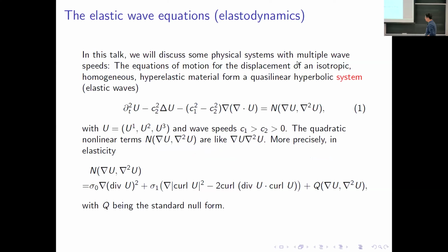U is a vector, with U1, U2, U3 being scalar unknowns. There are constants C1 and C2, which are larger than 0. If you take the divergence part and the curl part of the system, you will see two wave equations, one with wave speed C1 and one with wave speed C2. The right-hand side is the nonlinear term. There are many terms, and they are all of the form gradient U times second derivative of U. More precisely, there is a very precise structure, shown over here, where Q is the standard null form. So this is the first physical system we want to study.